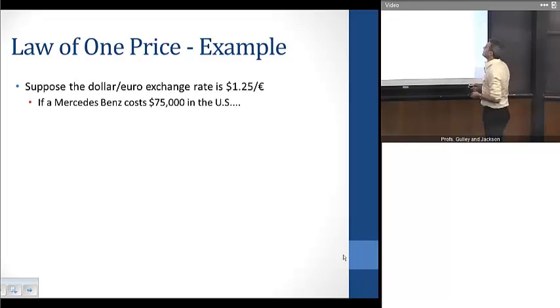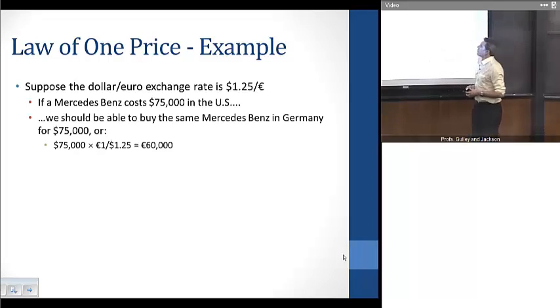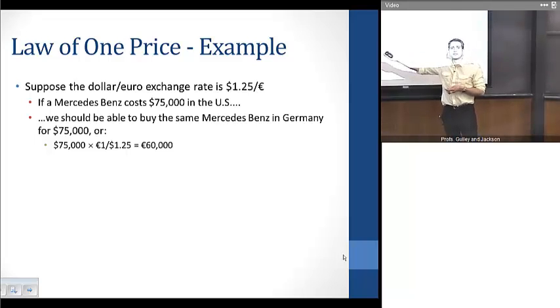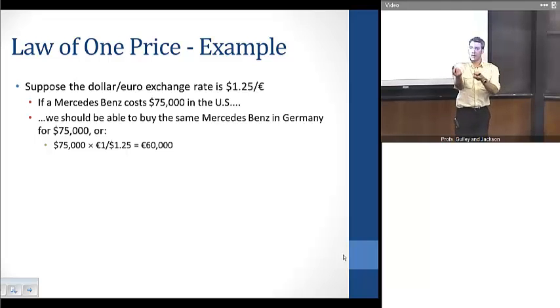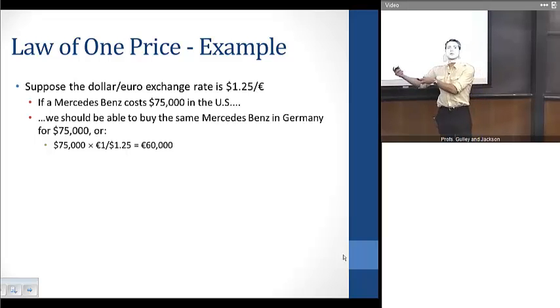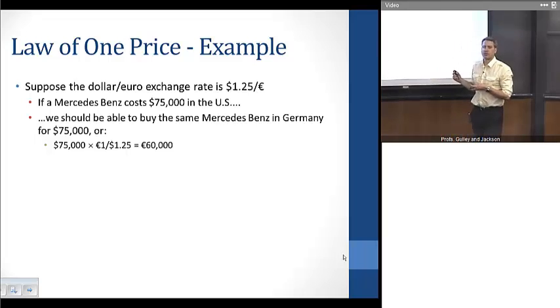So to give you an example, if the dollar-euro exchange rate is $1.25 per euro, and suppose we could buy a Mercedes-Benz for $75,000 in the U.S. Now, we should expect that Mercedes-Benz in Germany, if this law of one price holds, is also going to be the equivalent of $75,000. So if we have $75,000 in the U.S., we go to the dealership and buy the car. Or alternatively, we should be able to transform our dollars into euros for the exact same price and buy the exact same car in Europe, in Germany.